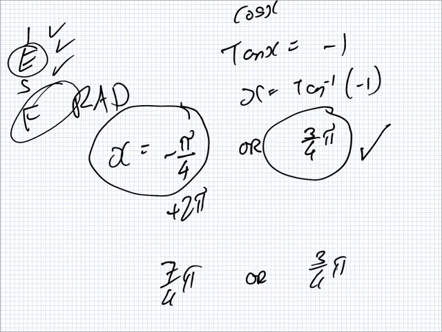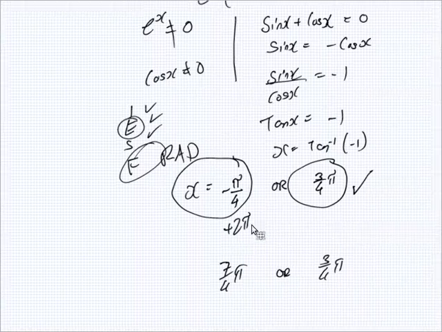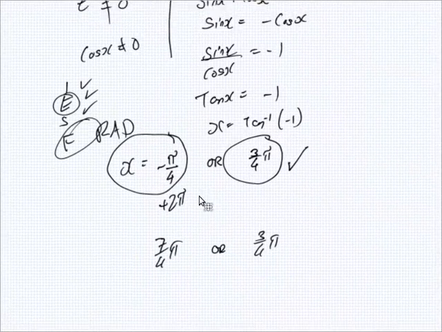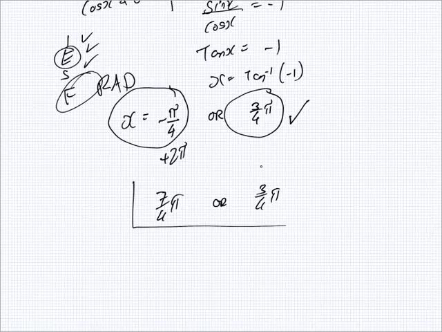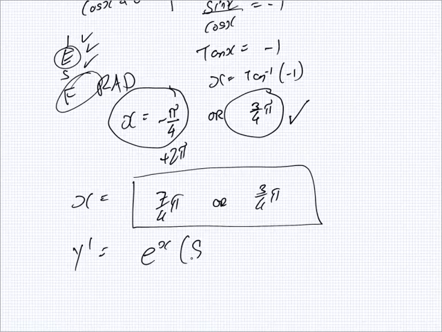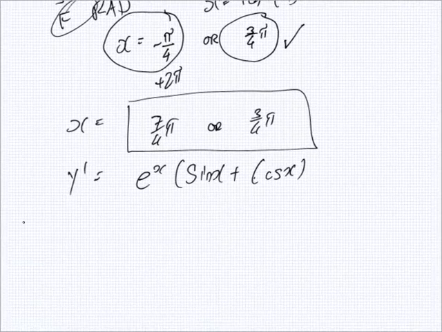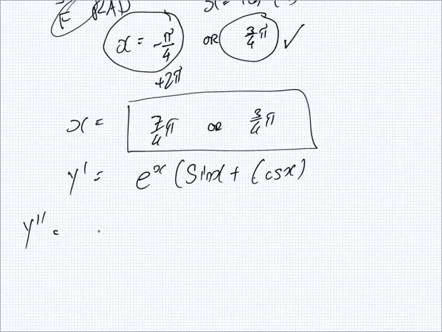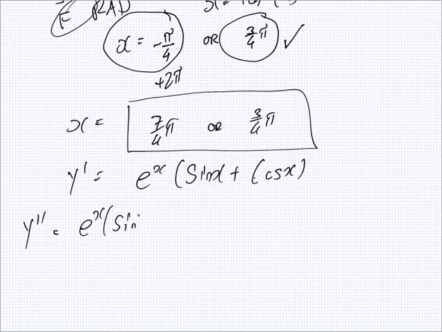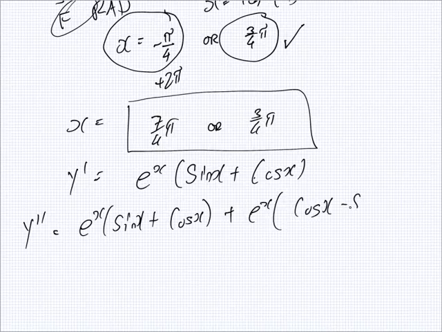Now, which one do we choose? Well, that depends on which one is the maximum. So we need to calculate the second derivative. So these are our possibilities for x. And what was my first derivative? It was e^x (sin x plus cos x), isn't it? Right, so let's calculate the second derivative. That would be e^x (sin x plus cos x) plus e^x (cos x minus sin x).